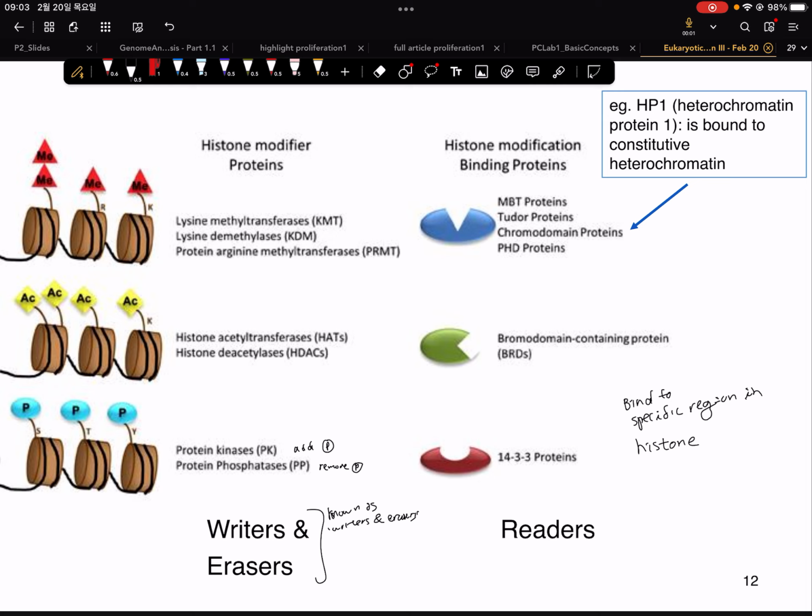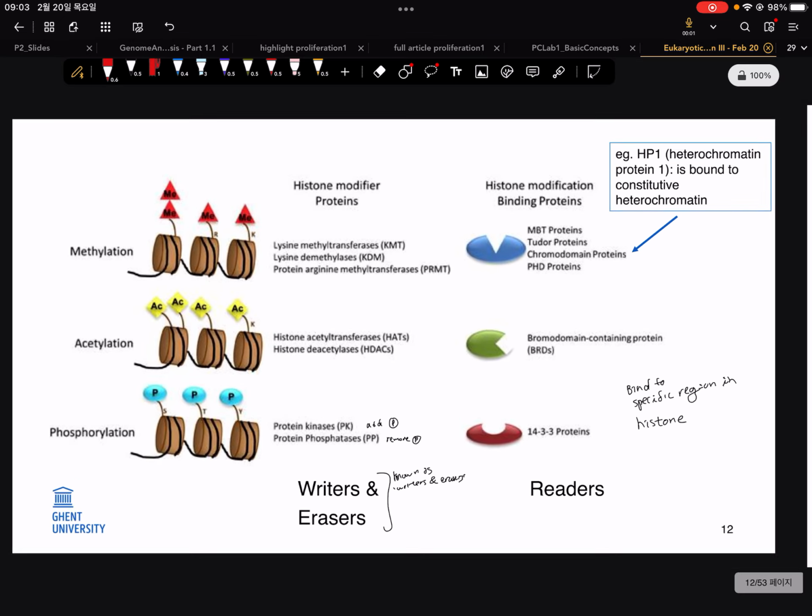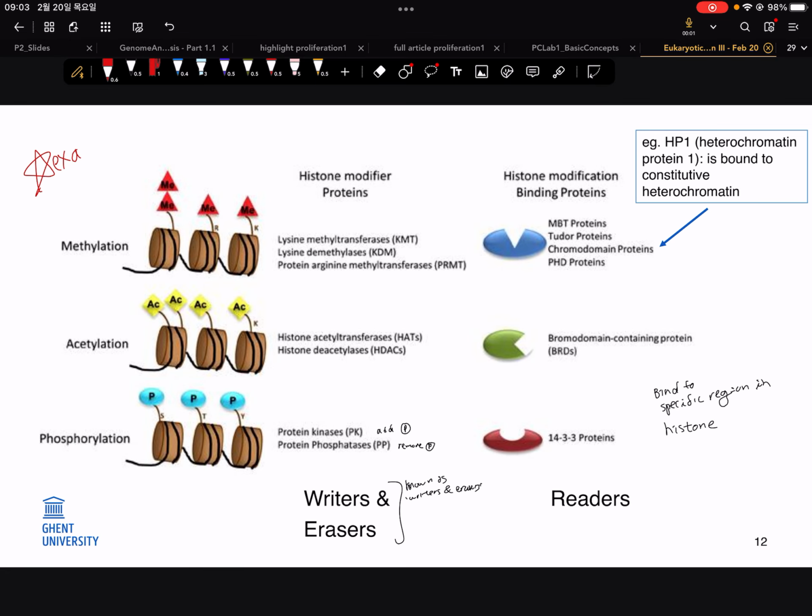So this part you don't have to study, but this I would like you to know. I would like you to know which enzymes can drive and erase histone codes, which is not so hard to remember. The readers, that's just for your information, so that if you come across them, you know this is one of those readers.